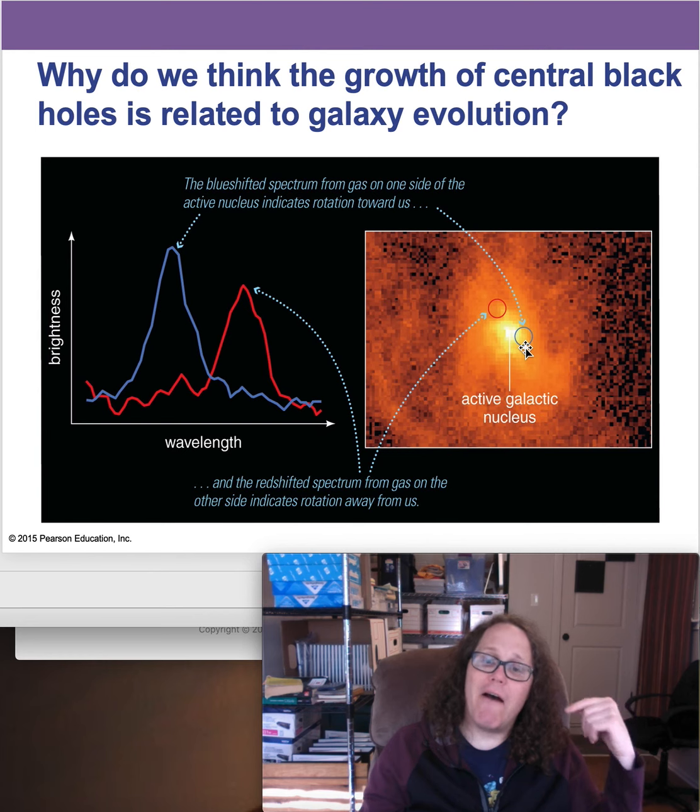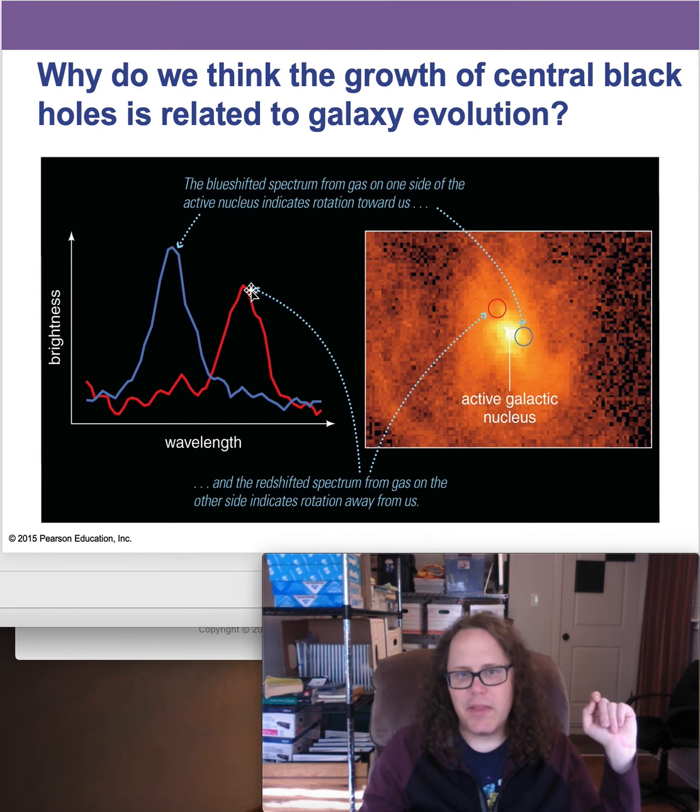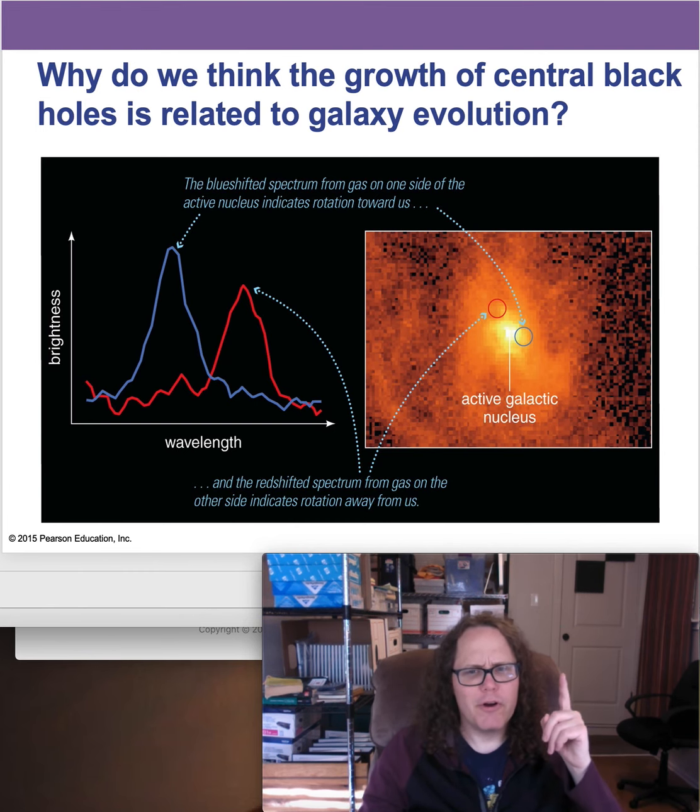So we can tell how fast the gas is moving by taking a spectrum of one side and then the other. Well, the side that's moving away from us is going to be red-shifted, and the side moving toward us is going to be blue-shifted. And the difference between those two peaks is going to give us the orbital speed, and from that, we can estimate the mass of the black hole, though there's a big margin of error in that.